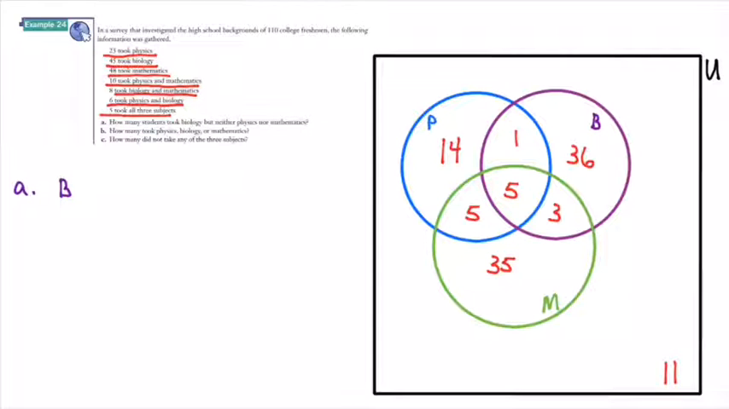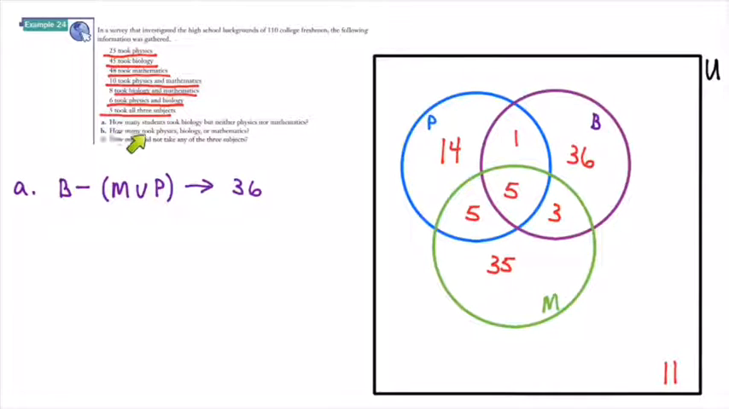So we'll say that we're interested in finding the set difference of B and both of these other two sets. So that would be the union of physics and math. So the set difference of B and the union of physics and math, or math and physics. And of course that is going to be 36 students.